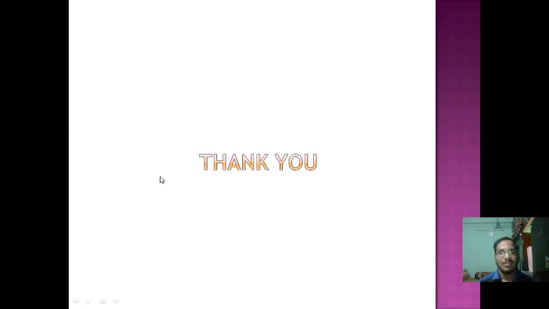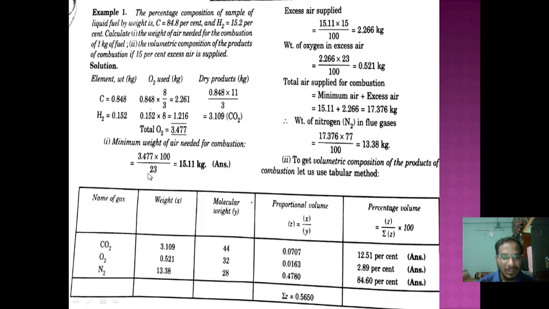So here we can say 23 by 100, then 100 will go reciprocal, divide by divide gives the reciprocal. So 100 by 23 it comes. After the calculation we will get this value, the maximum air needed for combustion. This is the air we need to complete the combustion process, in terms of kg.